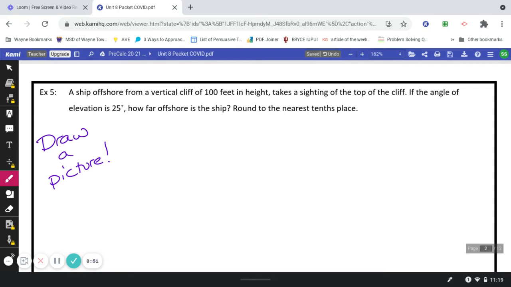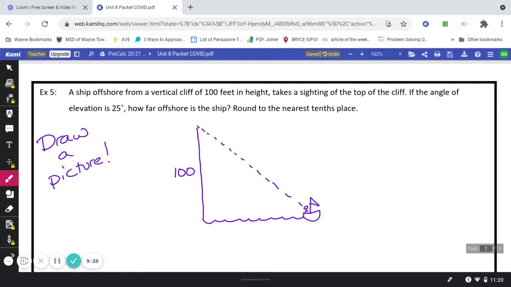So we've got a ship offshore from a vertical cliff. So I'm literally just going to draw my cliff right here. You've got a ship off in the distance. And then you've got your water right here. Don't make fun of my drawings. All right. So the vertical cliff is 100 feet in height. And then this ship is taking a sighting of the top of the cliff. So there's someone in this ship, and they're looking upwards towards the top of the cliff.